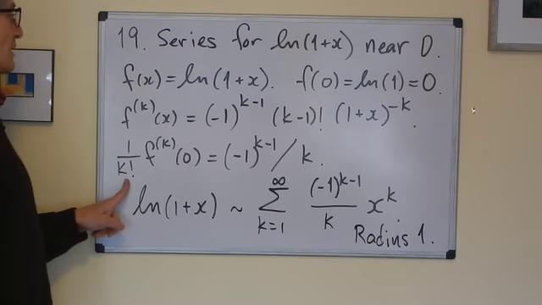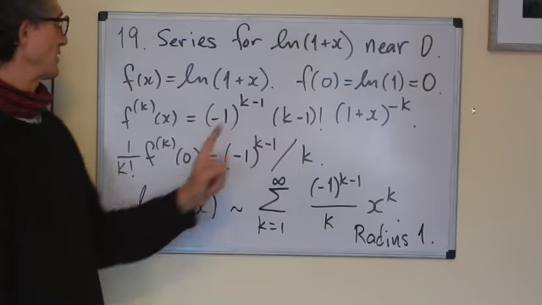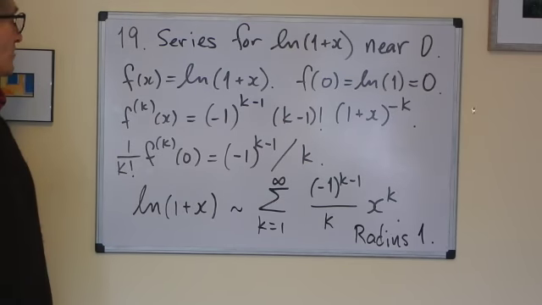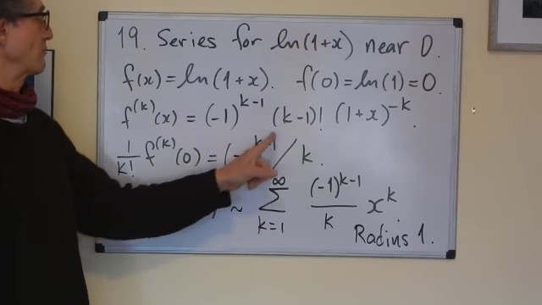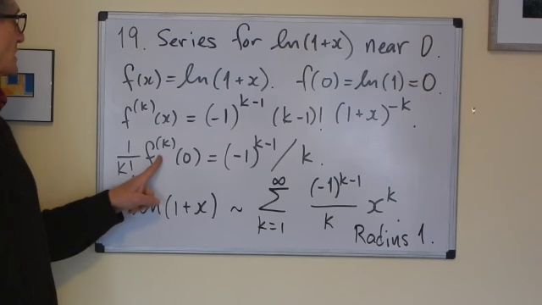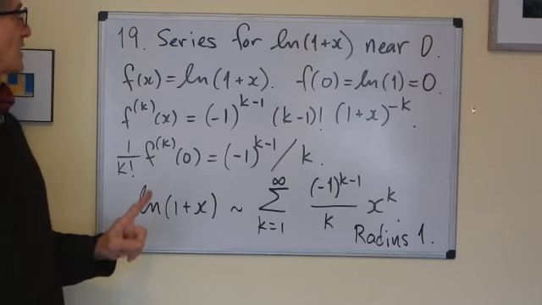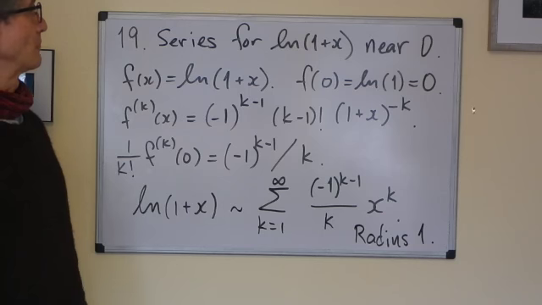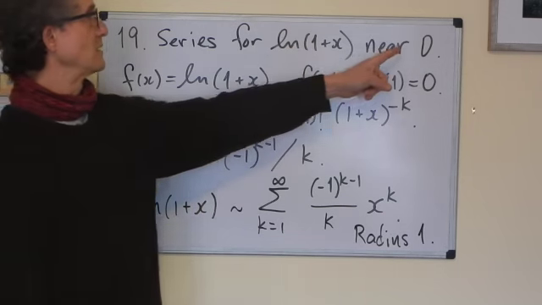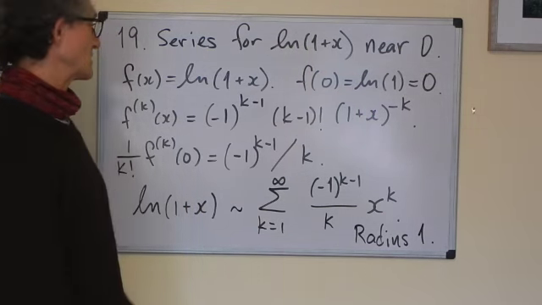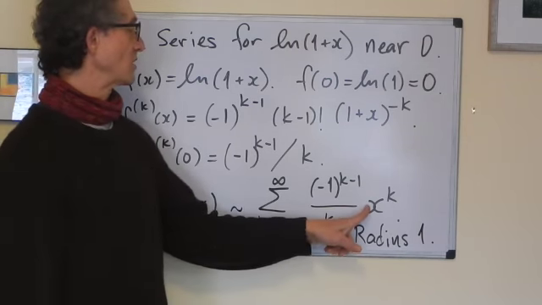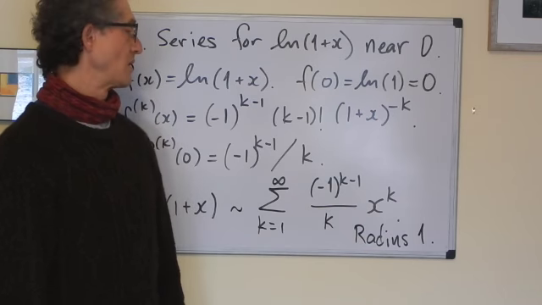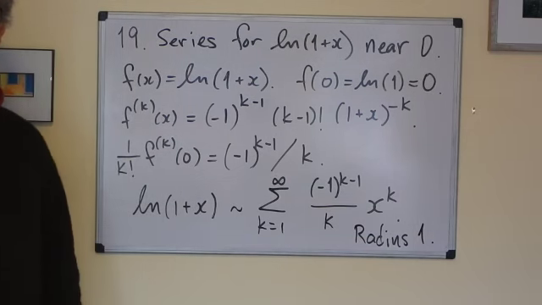If we divide that by k factorial, k minus 1 factorial over k factorial is 1 over k, and minus 1 to the k minus 1 stays as minus 1 to the k minus 1. So that is the coefficient of the kth power of x near 0. x minus 0 is just x. And so we get minus 1 to the k minus 1 over k, that is the coefficient, and we have x to the k.